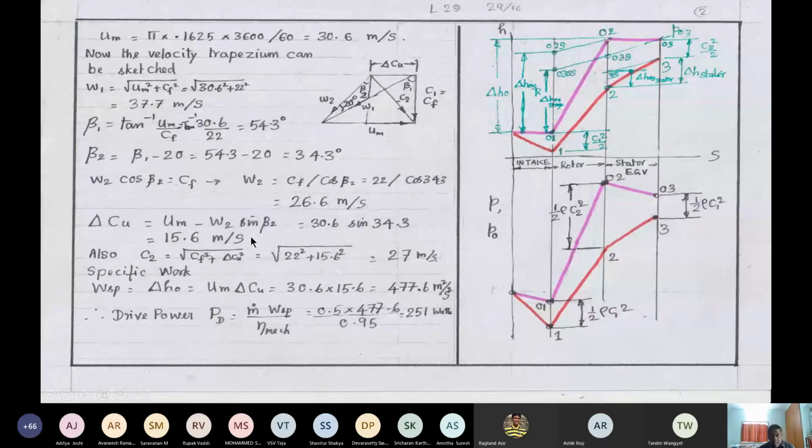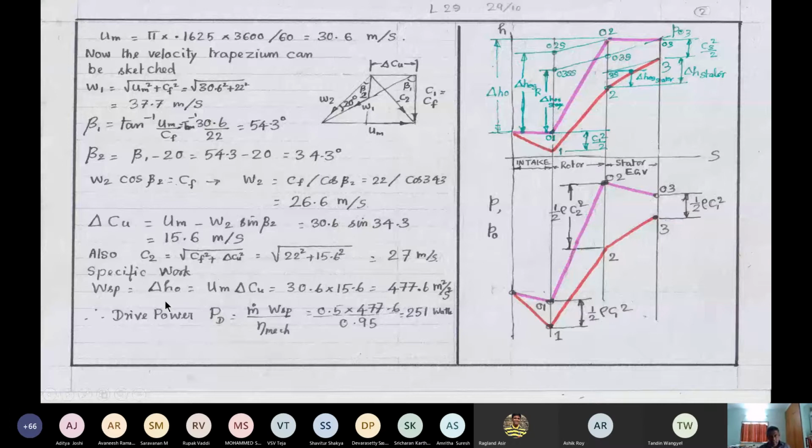Now anyhow we will calculate C2 also here itself. C2 is the square root of Cf square plus delta Cu square. You get a value of 27 meters per second. This information will be used later.